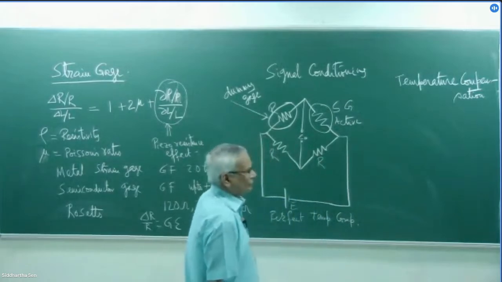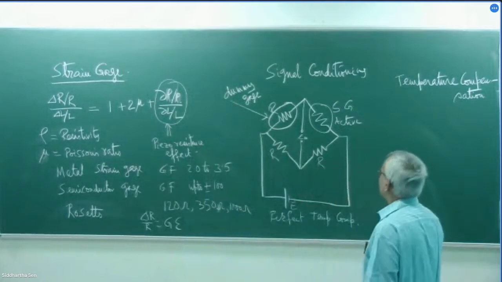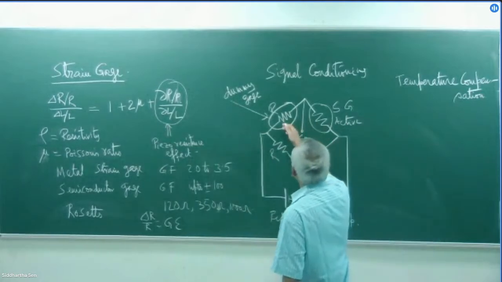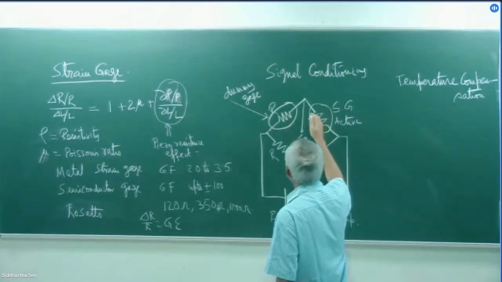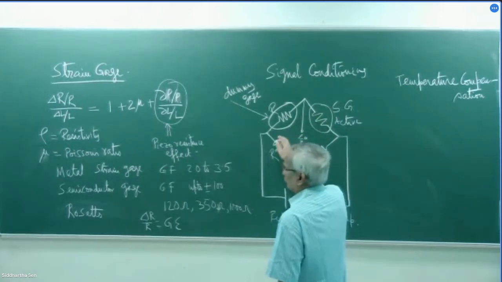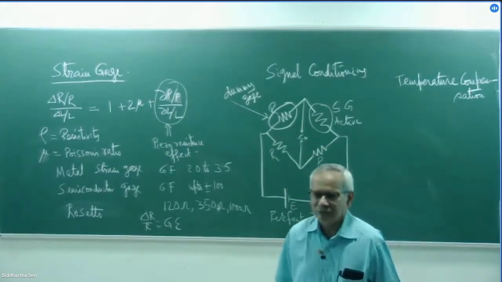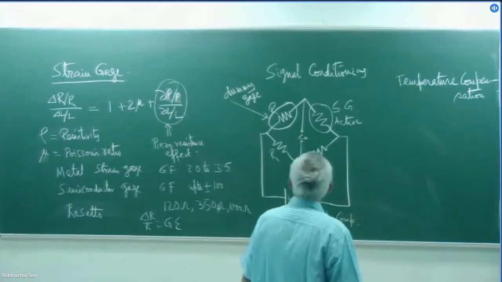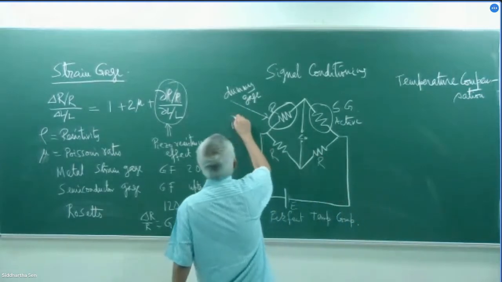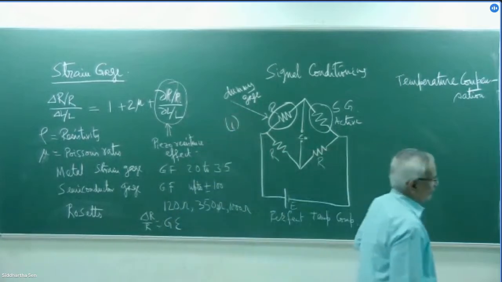So the thing is that definitely the dummy gauge has to be placed in one of the adjacent arms. So it has to be in an adjacent arm, but not in the opposite arm, because in the opposite arm, you can easily see that you will not be able to compensate. So that is option one.